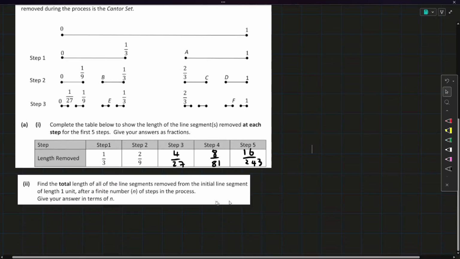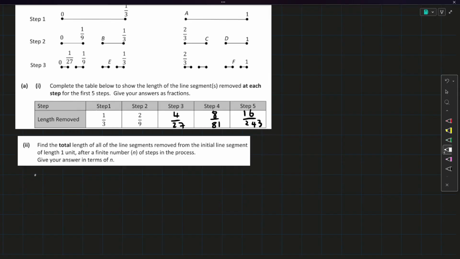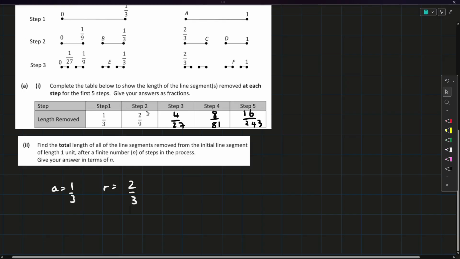Then for part 2, we have to find the total length of all the line segments removed from the initial segment. So this is all the line segments removed, and we have to add these all up pretty much, because we need to get the total length of the removed amount. So what we might notice is to go from one to the next, it's a geometric sequence, with the first term a third, and each time we're multiplying by 2/3, right? Because on top we're multiplying by 2, and on the bottom we're multiplying by 3.